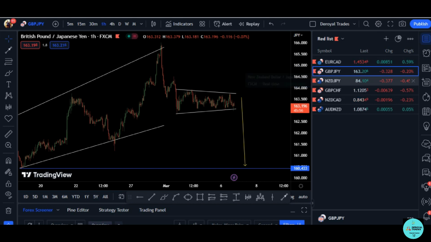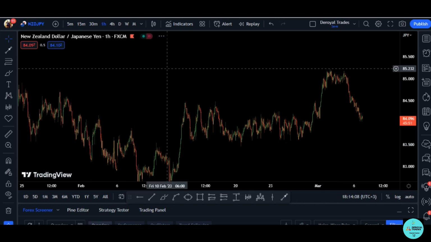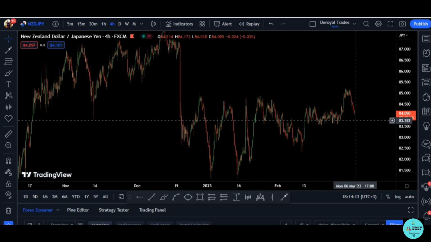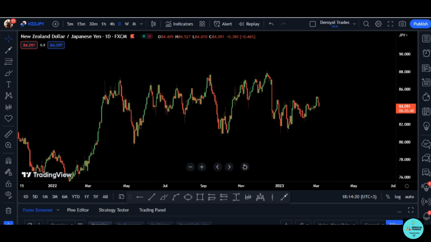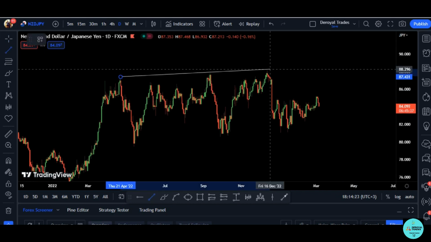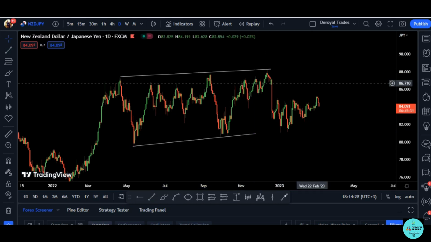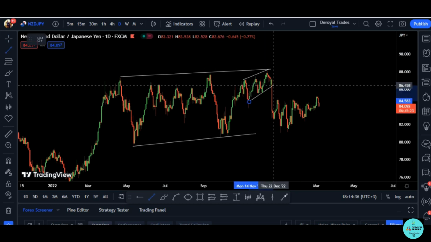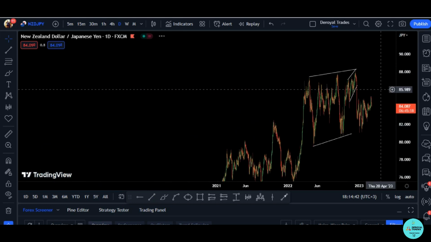Also, there is another pair with the same structure as JPY JPY. This one is NZD JPY, guys. As I analyze it in front of you, let's also look at how it forms, how it goes on. So we can see that NZD JPY here also forms a large correction.